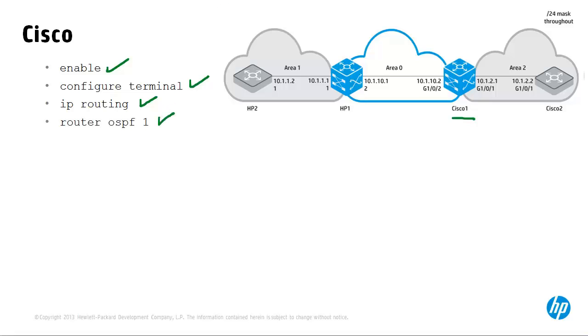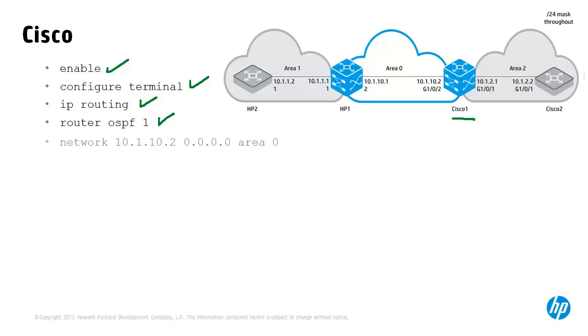the OSPF process by using the command router OSPF and a process number. Once again, the process number is locally significant and doesn't have to be the same on all routers. So I'm going to use process number 1. OSPF is then enabled on interfaces by using the network command.